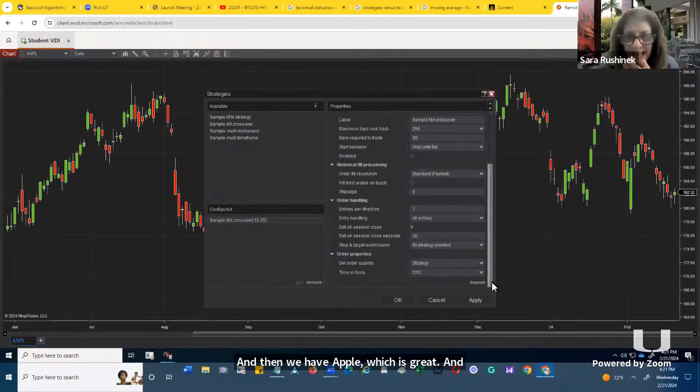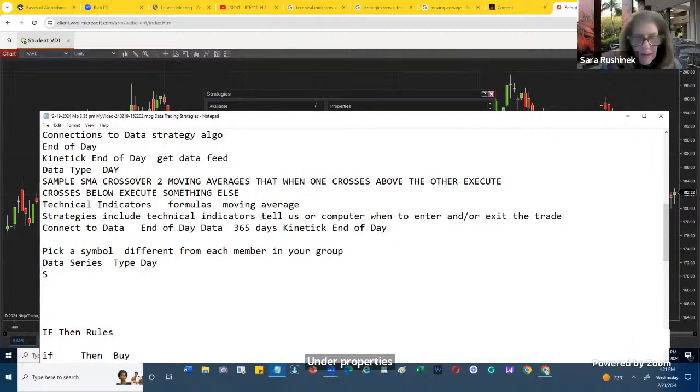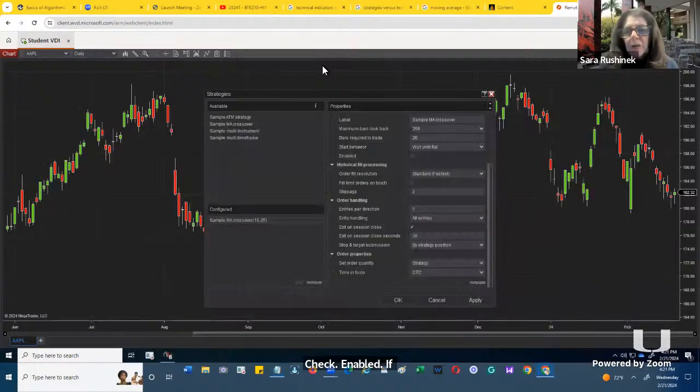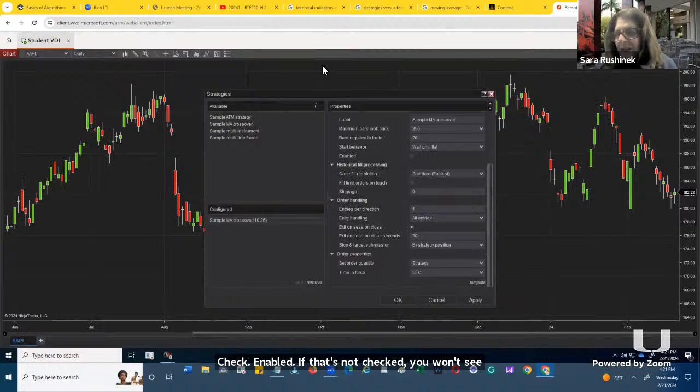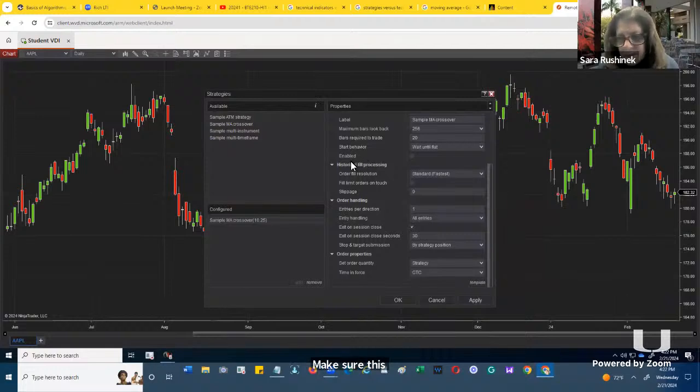And this is one thing that everybody needs to know. This is key. Sophia, you may even want to tell everybody too. When we pick our sample MA crossover, under properties, check enabled. If that's not checked, you won't see anything. So Sophia, when anybody in your group says it, you'll just tell them, easy when you know it, right? Make sure this is enabled. You see this? Dylan, you see this? Gets checked.